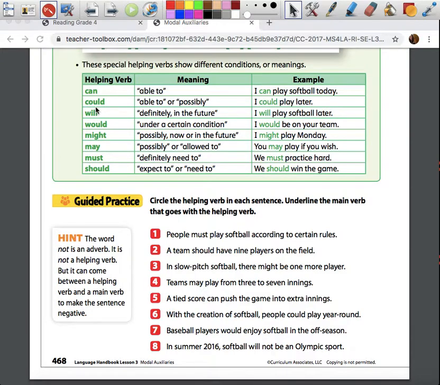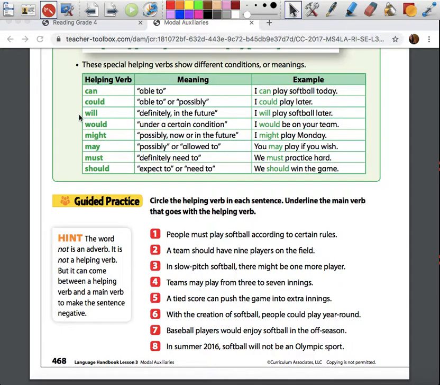So let's look at could. Could shows past ability. I could do the split 7 years ago. It can also be used to ask a question. Could I go to the restroom? Or it can be used to make a suggestion. You could try reading each night to increase your fluency. So let's look at our two W's.